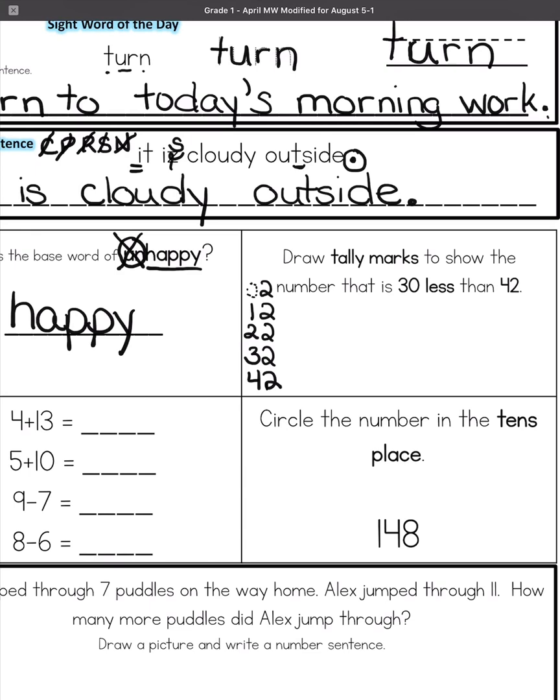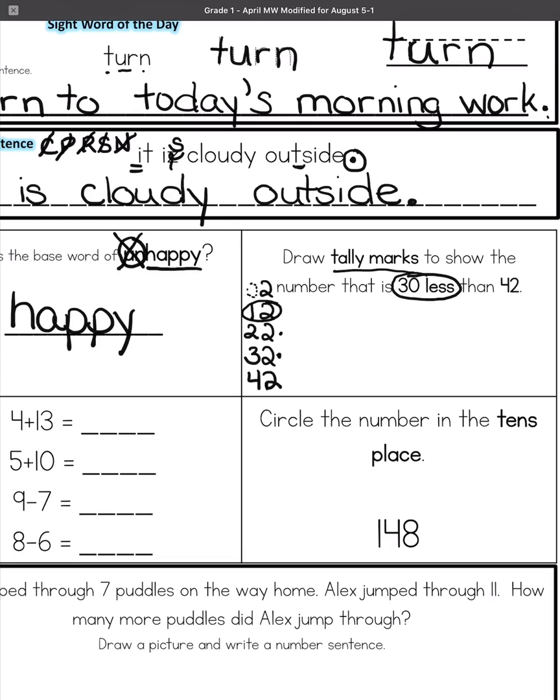Now, it wants us to draw tally marks to show a number that is 30 less than 42. So we're going to start at 42. And remember, every row we go up, we take away 10. And we want to take away 30 total. So 10, 20, 30 lands us at 12. Now it's time to draw our tally marks for 12.